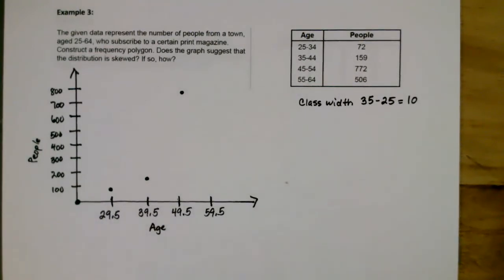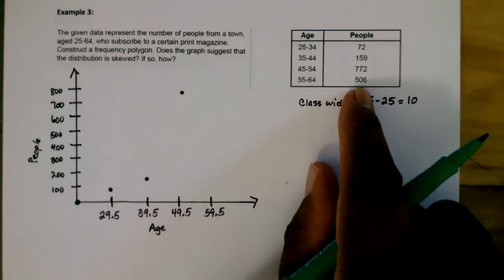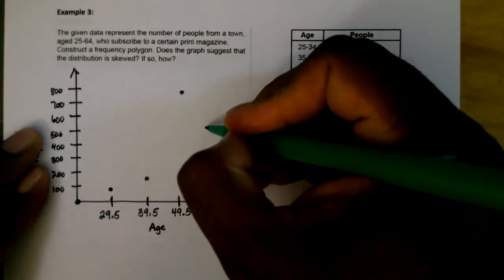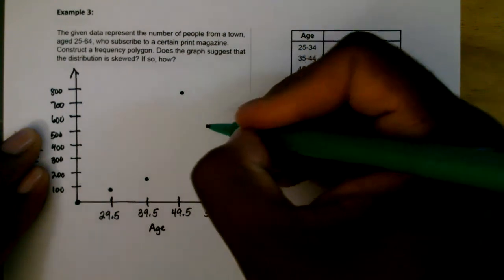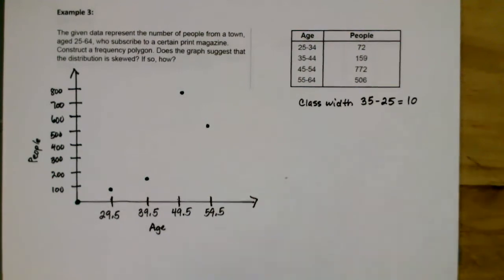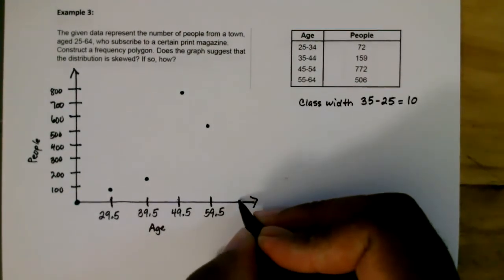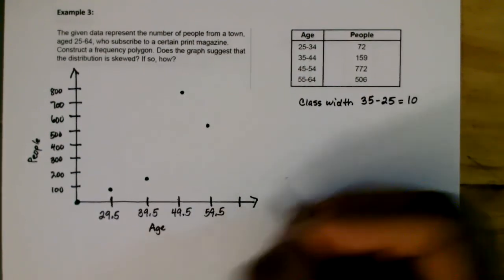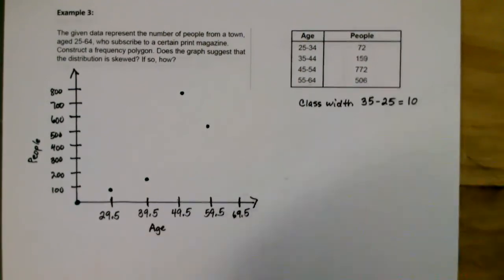And then 59.5 is the class midpoint for 55 to 64. The number of people for that is 506. Let's say about right here. Now I'm also going to draw on this horizontal axis another mark. If I add 10 to the 59.5, since the class width is 10, that'd be 69.5.